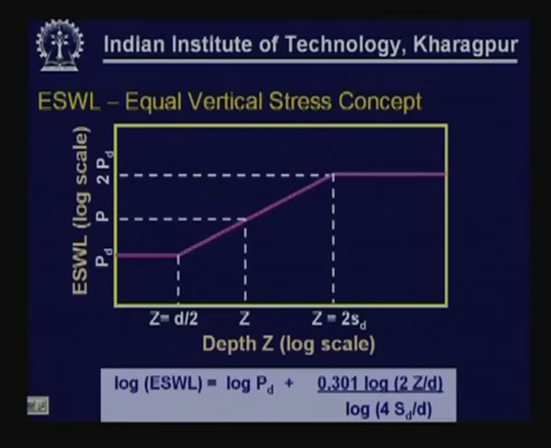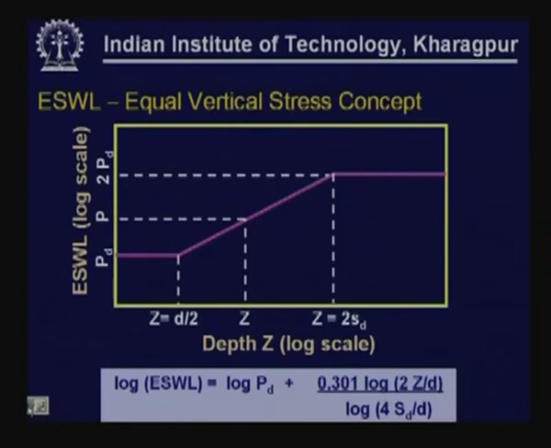This concept is presented pictorially here. On the x axis we have the thickness plotted on a log scale. On the y axis the corresponding equivalent single wheel load is plotted. As you can see here, for depths less than d by 2, the equivalent single wheel load will be PD. For depths more than or equal to 2 SD, the equivalent single wheel load would be 2 PD, and for any intermediate depth given by Z, the corresponding equivalent single wheel load P can be obtained by interpolation.